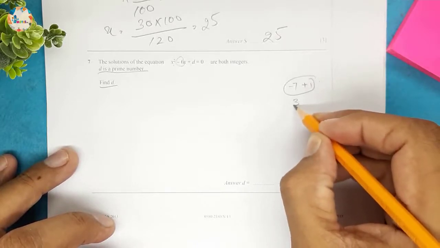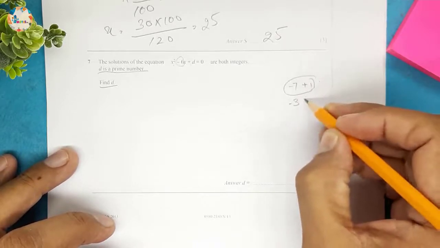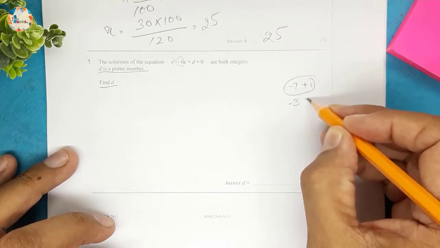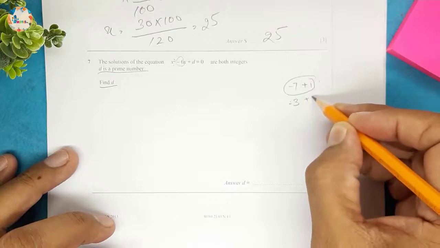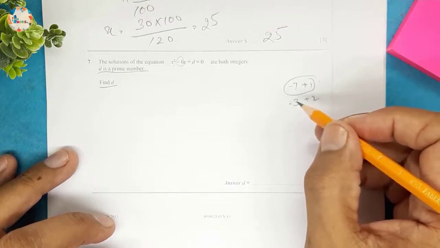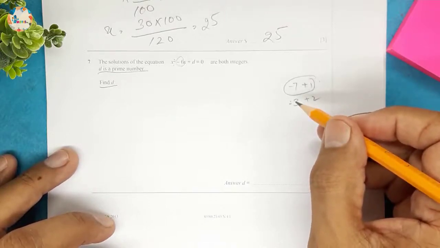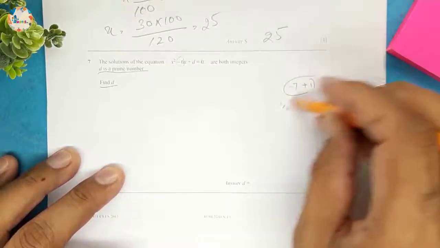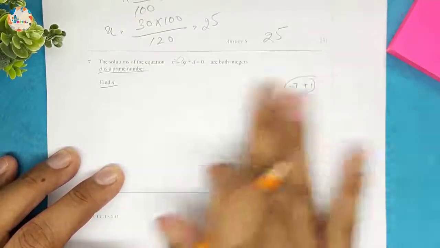Or we can take minus 3 and plus 2, or like that one. So these types of pairs we can take. We will take this one, minus 7 and plus 1. So we will check this.